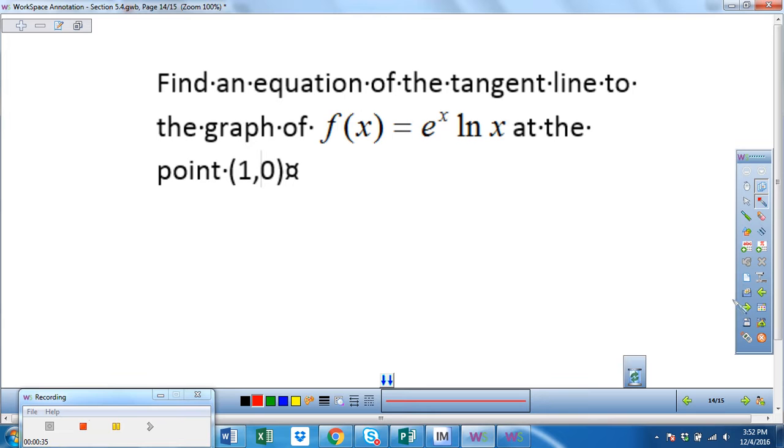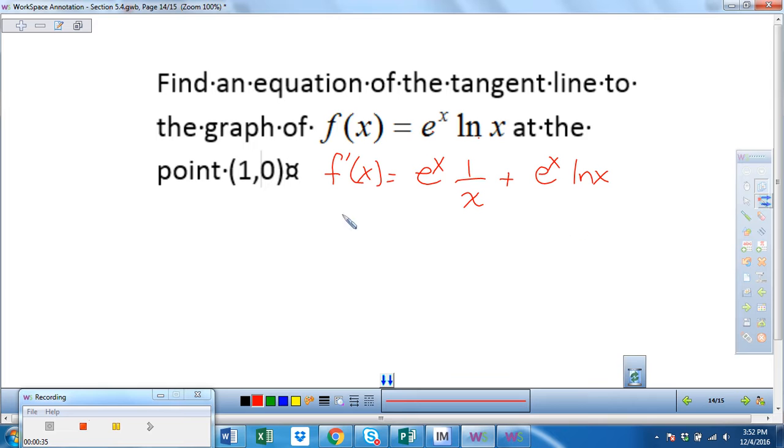Okay, so let's just find some applications of this. We want to find the equation of the tangent line to the graph at the point 1, 0. So in order to find the equation of the tangent line, the first thing I need is the derivative. So to find the derivative, I'm going to have to use product rule. So I get e to the x, keeping e to the x the same and taking the derivative of natural log of x, I get 1 over x, plus keeping natural log the same, taking the derivative of e to the x, I get e to the x, natural log of x.